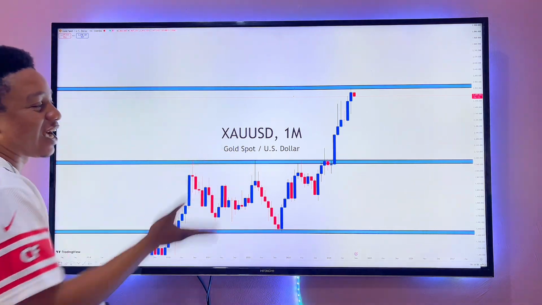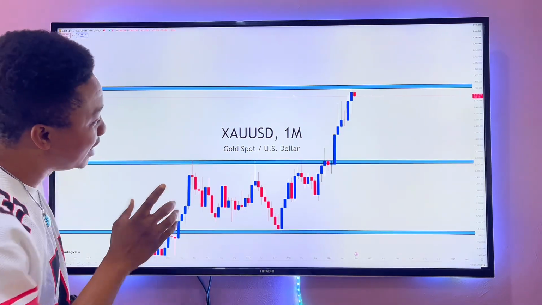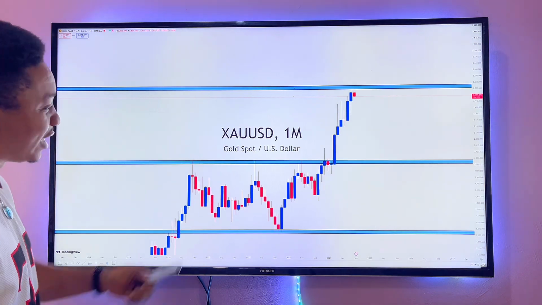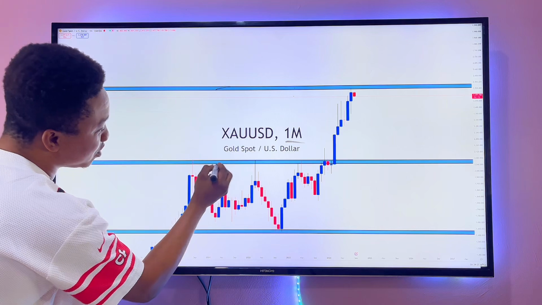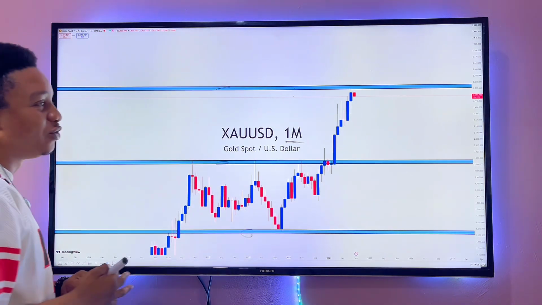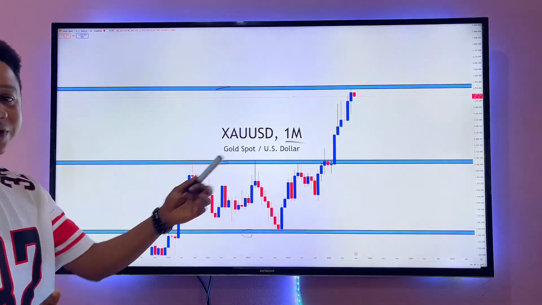Alright, so today our technical analysis is on gold and GBP NZD. But let's first begin with gold over here. Now, gold, we have the monthly time frame, and this is a monthly upper zone, middle zone, and the lower zone. Now, if you look at gold on the monthly time frame, what is price doing here on the monthly?